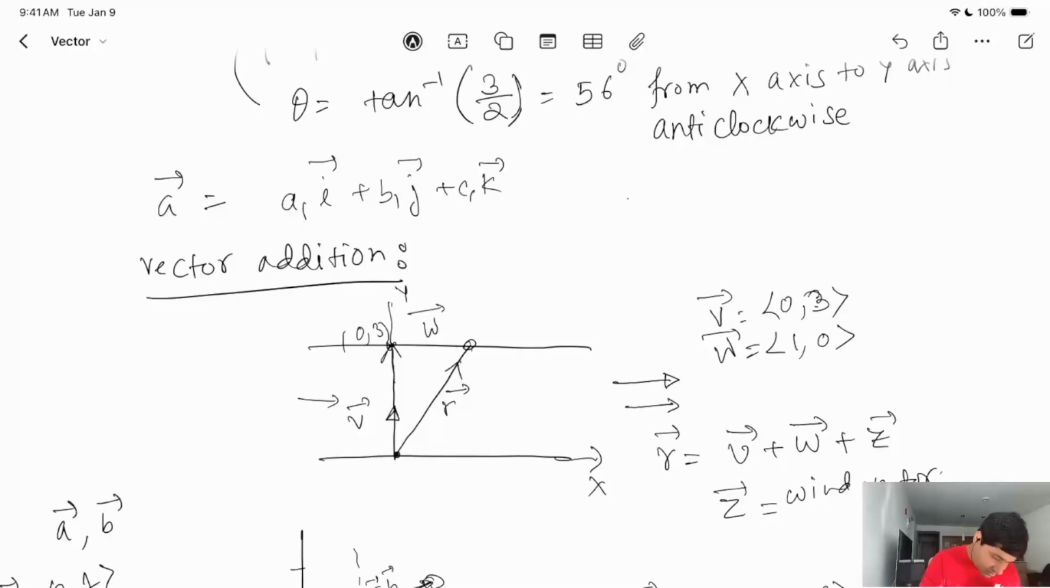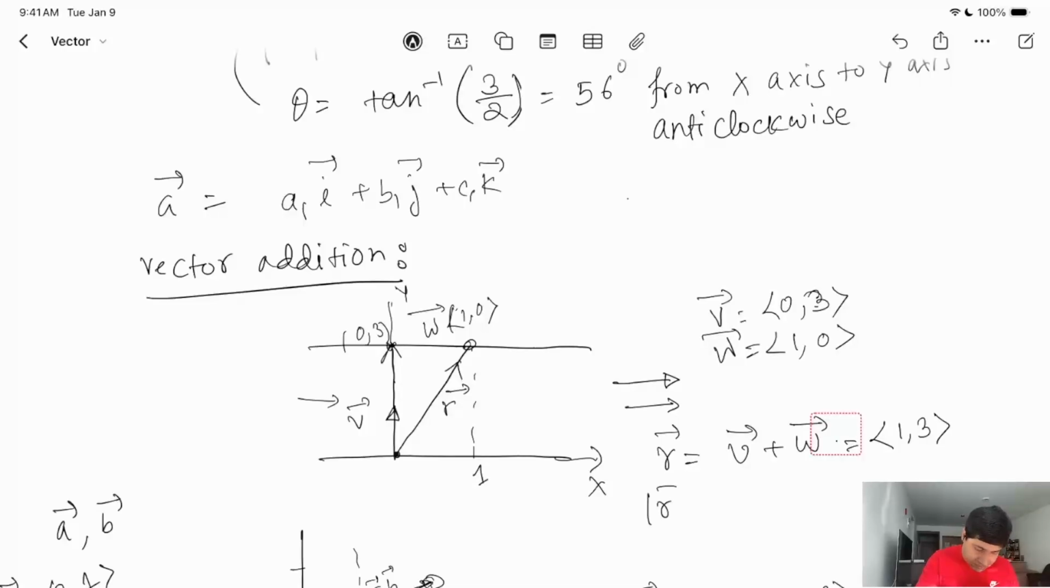Think of this as 1, so this is 1 comma 0. So what is our resultant vector here? If I ignore, for the time being, the wind vector, then what is our R? R is nothing but 1 comma 3. So this point is actually 1 comma 3. And then what is the magnitude of R? The magnitude of R is nothing but the square root of 1 squared plus 3 squared, which is 1 plus 9.